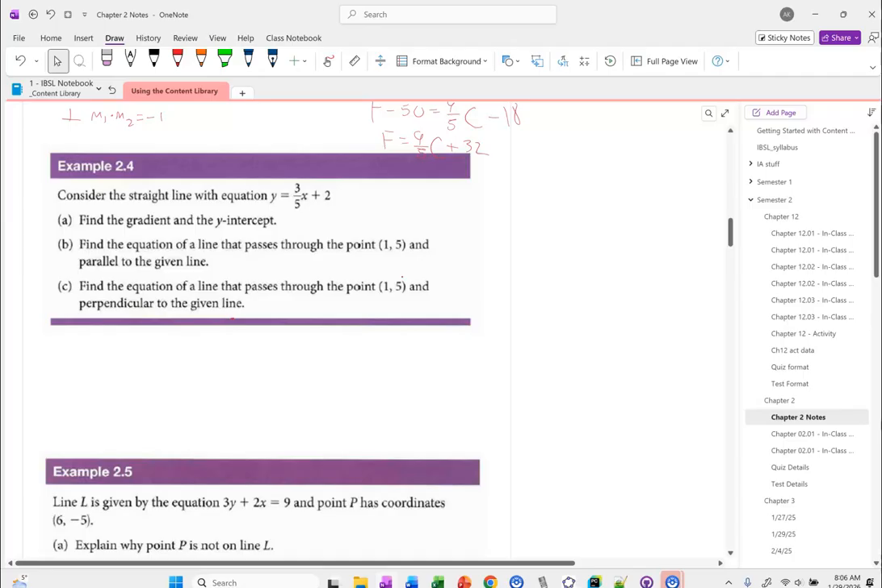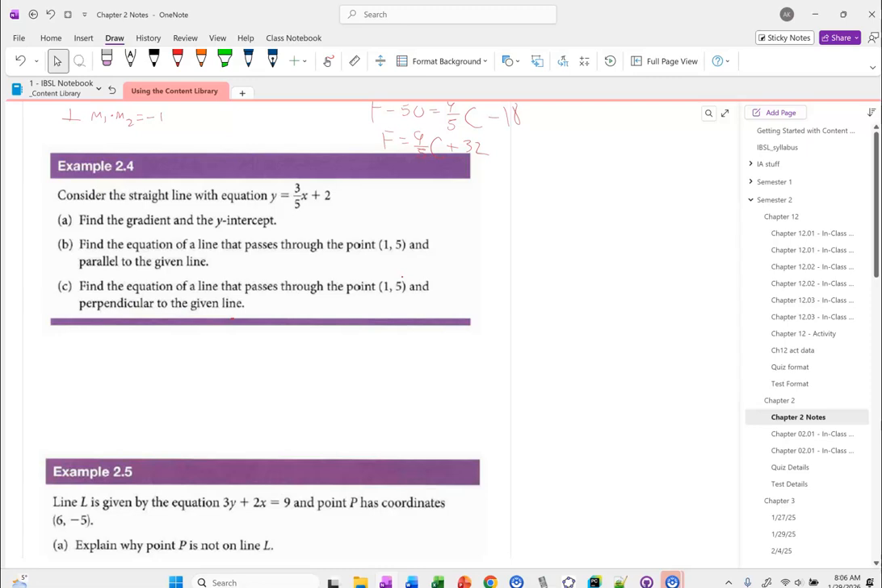Let's look at this example. We've got the line y equals 3/5 x plus 2. Find the gradient and the y-intercept. What's the slope? 3/5. What's the y-intercept? So I would say it's the point (0, 2), right? Everybody's okay with that? I don't think they'd mark you down if you just said it was 2, but I think technically the y-intercept should be a point.